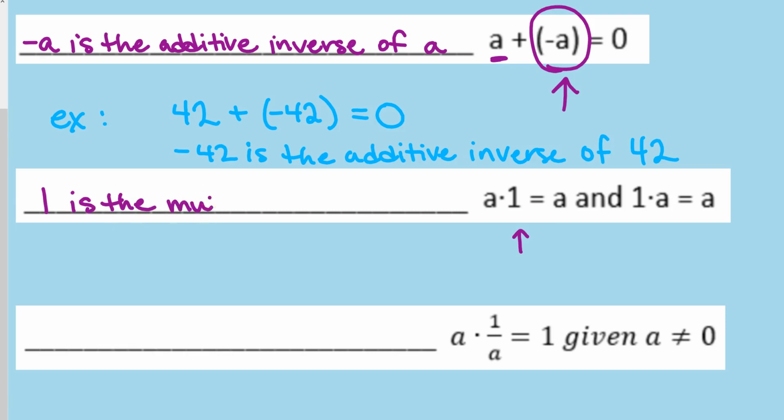And by the way, these are the properties of real numbers. So this wouldn't work if we weren't talking about real numbers. And I started talking and stopped writing properly. 1 is the multiplicative identity.